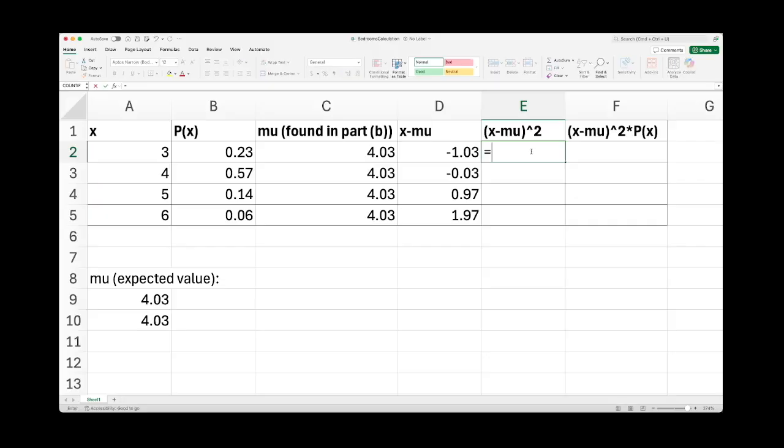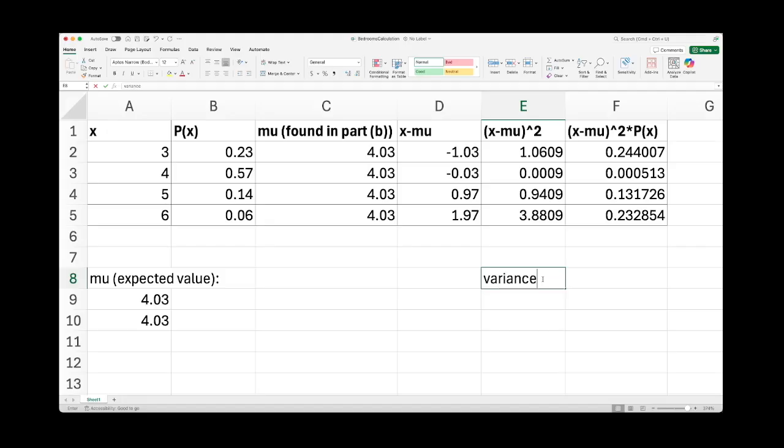I want to do that for each value, and so I can drag this down. Next, I want to take those x minus mu values and square them, and I want to do that for each one, so I can drag this down. And then finally, I want to take the (x minus mu) squared and multiply by the probability for that x. And so again, I want to do this for each of my values, so I drag this down, and then my variance, what we call sigma squared, is what I will get if I add all of those values up, all of those (x minus the mu) squared times the probability values.